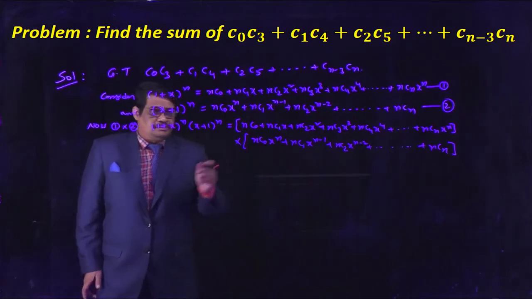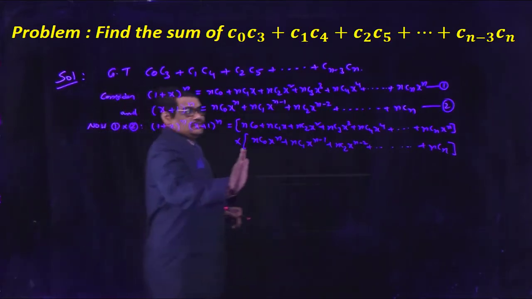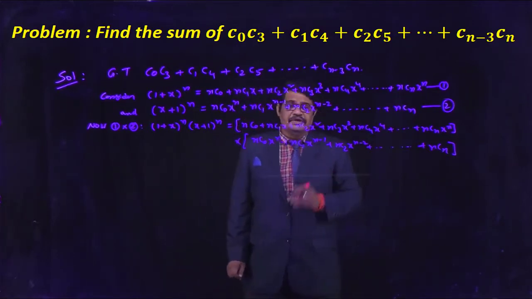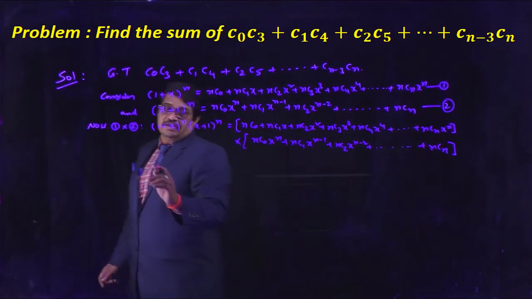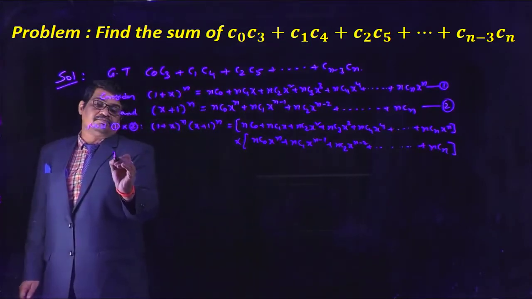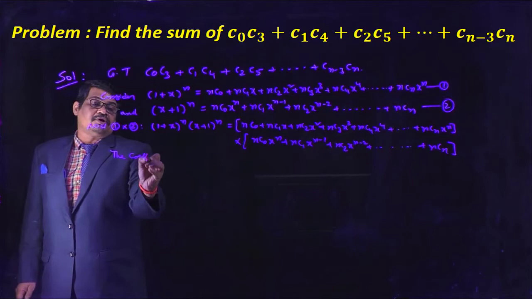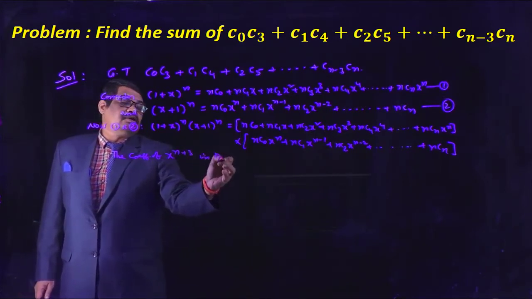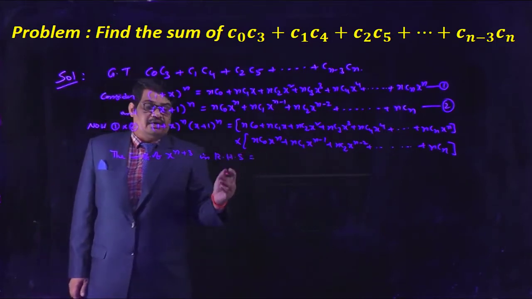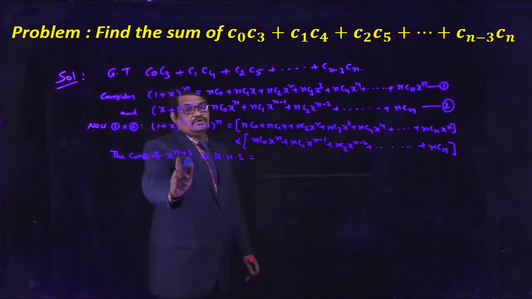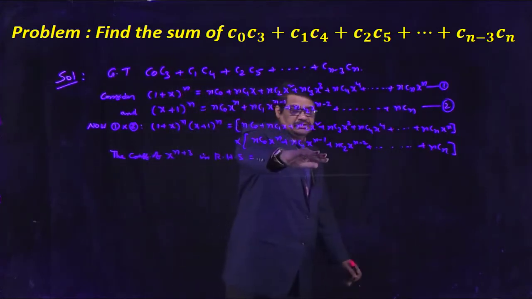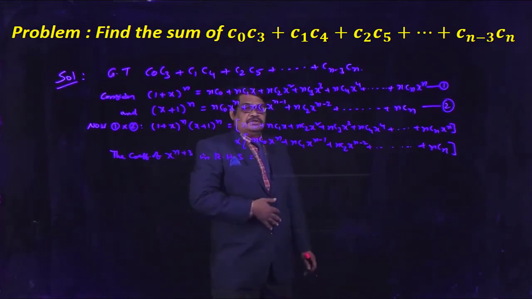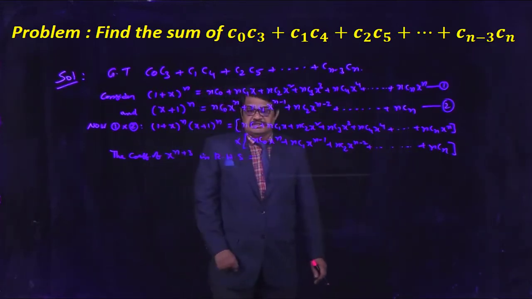So now we are multiplying equations 1 and 2. Now, on the RHS, we collect the coefficient of x to the power of n plus 3. We are collecting the x to the power of n plus 3 coefficients in the RHS, that is, in the product of these two expansions.